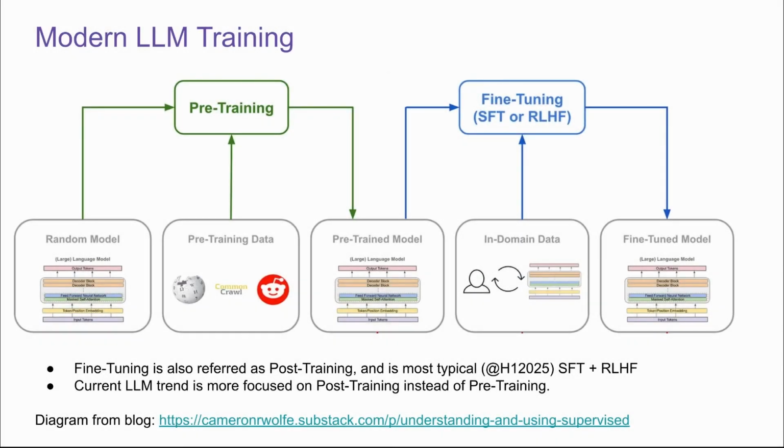So let's start with modern LLM training. This graph shows the most typical modern LLM training pipeline. As you can see, it can roughly be categorized into two parts. The first one is pre-training and the second one is post-training, also referred to as fine-tuning. The most typical fine-tuning way right now is supervised fine-tuning plus reinforcement learning with human feedback. I'm going to cover it in later slides. The current LLM development trend is more focused on post-training instead of pre-training right now.